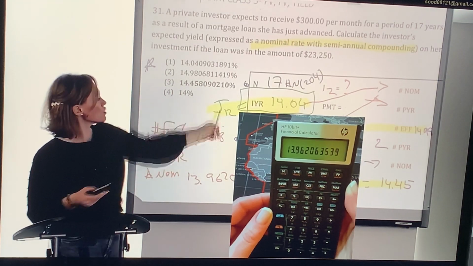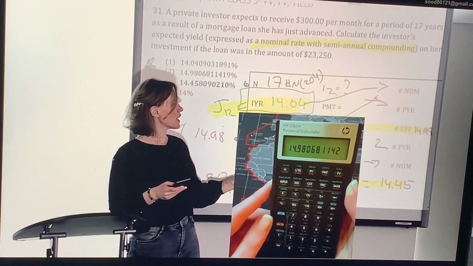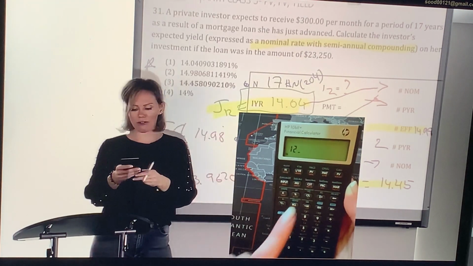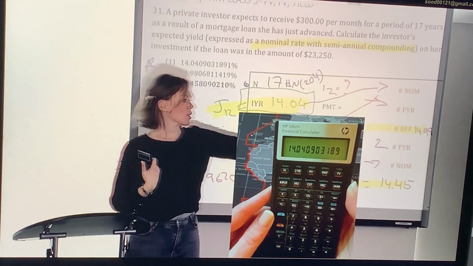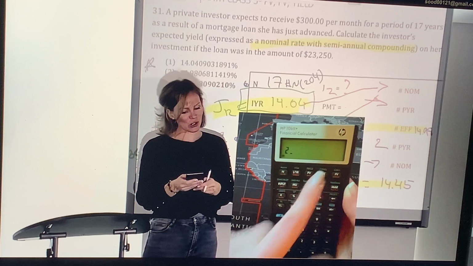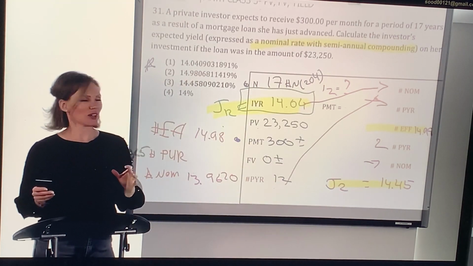Can you go back to J12 again? How do you do that? Press shift effective. Do that right now. Shift effective, back to that 14.98. Then instead of 2, press 12. Shift PYR, shift nom. And it will come back to 14.04, okay? If I want to go back to 2, you press shift effective, and then 2, shift PYR, shift nom, and you're back to that 14.45. Sorry, I give you a lot of extra steps, but it's for your benefit. That's it, okay?